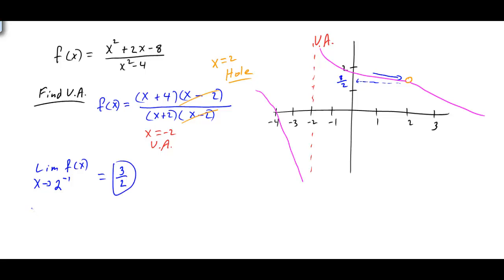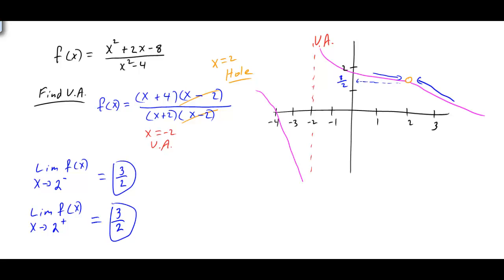And if we were to calculate the limit of this function as x approaches 2 from the right, whoops, this should just be a negative up here. So if x is approaching 2 with a plus sign, we're approaching it from the right-hand side. If we approach from the right, once again, we're still approaching 3/2.